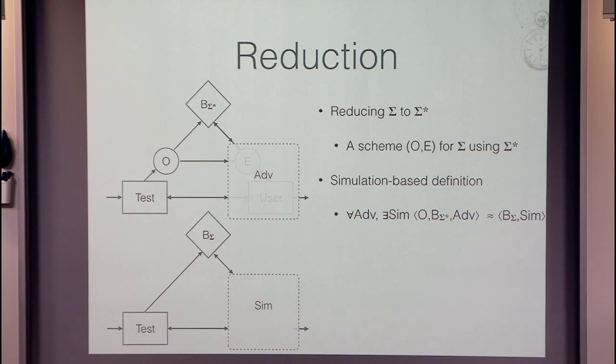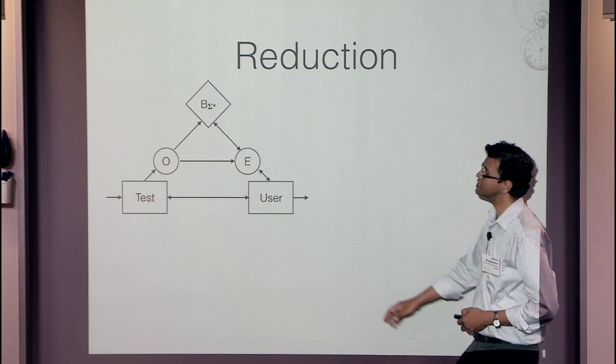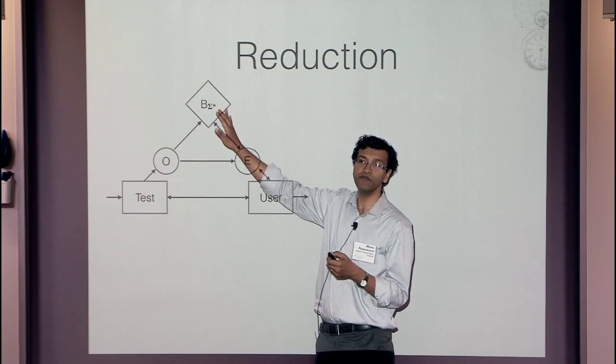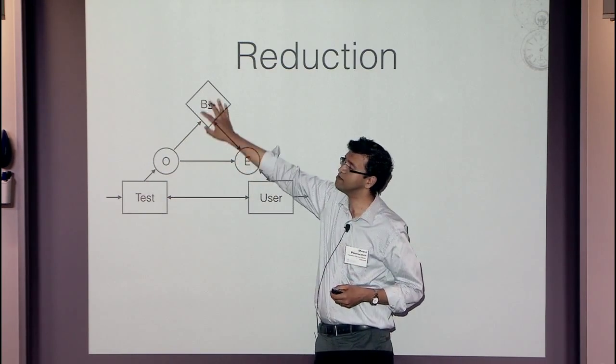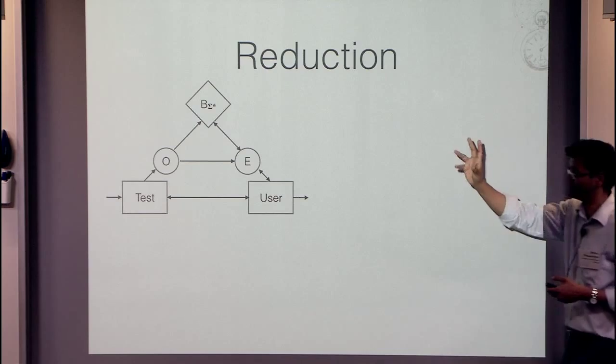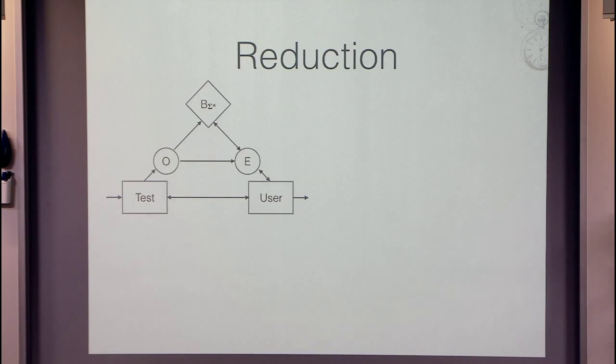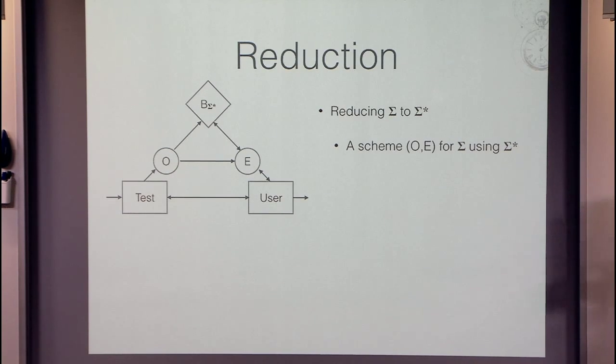One is the notion of reduction. Basically, you can have a construction in a hybrid world. You are already given some ideal schema, sigma star, and you want to build a scheme for another schema, sigma. That's what it would look like in our framework, and we call it reducing sigma to sigma star using this scheme.